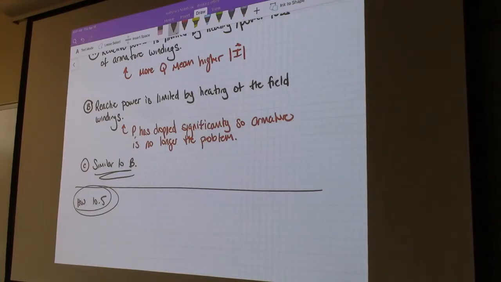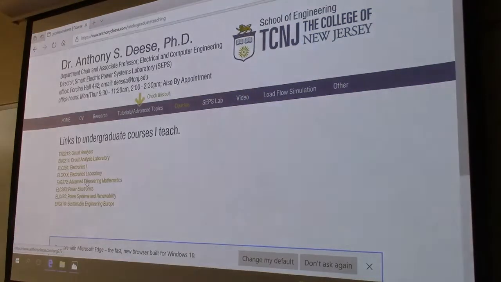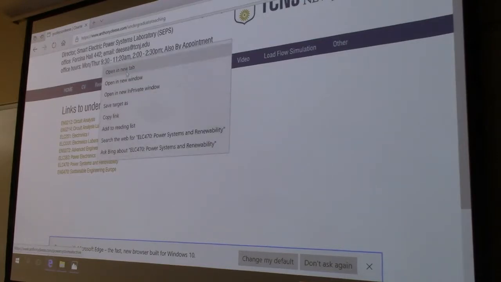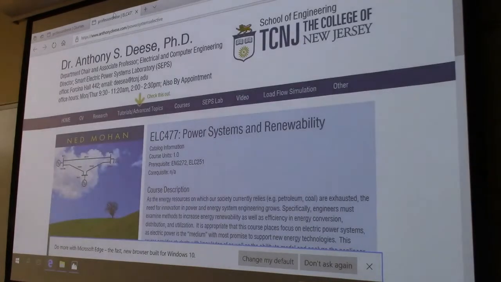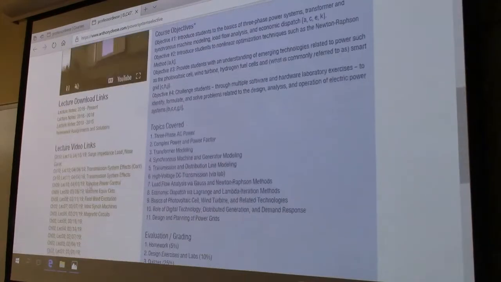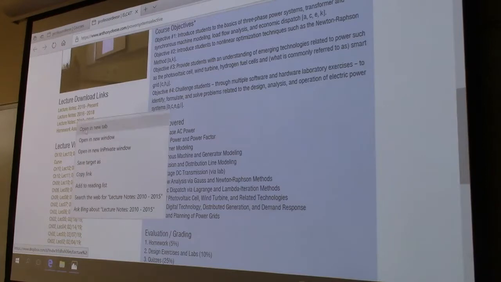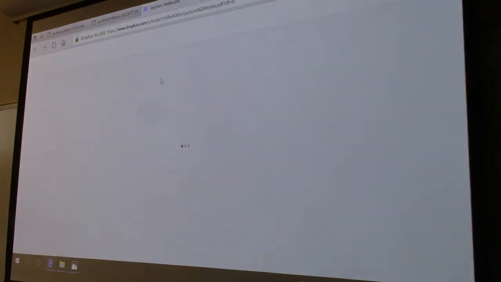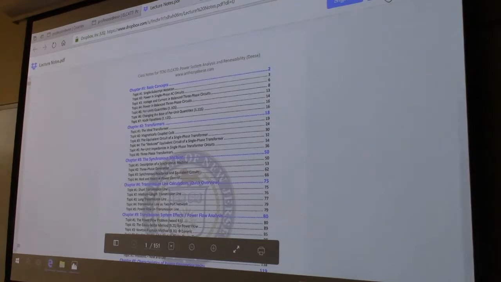So next, we're going to switch gears a little bit, and we're going to talk about load flow analysis. And for this, we're going to be using an older set of the notes. I didn't bother remaking the notes to fit the notation of this textbook. It's very, very similar, and so I don't see it being problematic. But if you download the lecture notes, the 2010 to 2015, those are the ones that we'll be using.